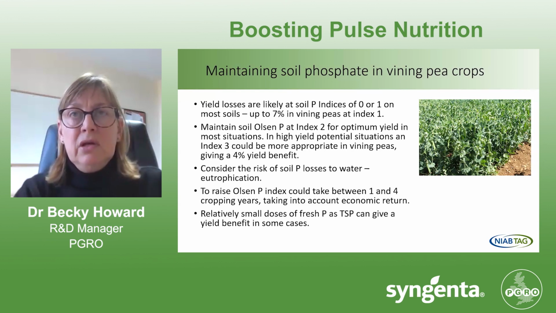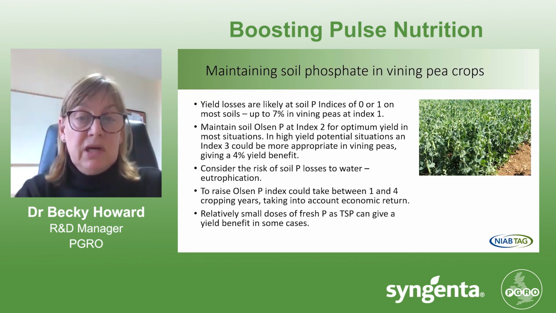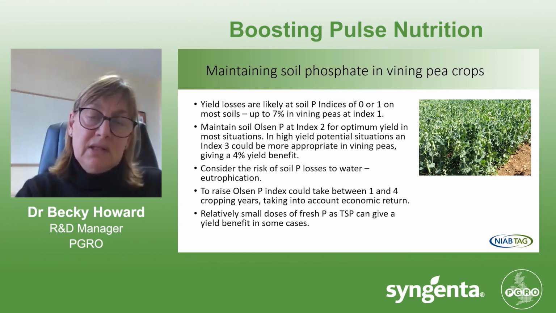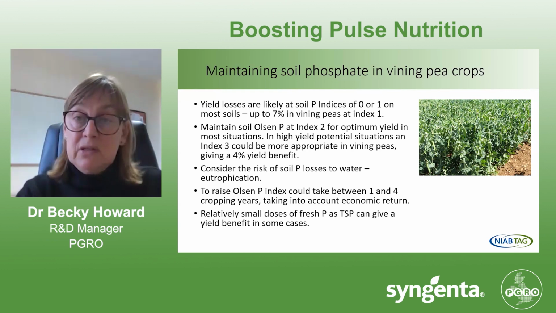And actually, if we're looking at longer term raising of Olsen P indices, certainly in terms of economic returns, that can take between 1 and 4 cropping years, depending on the yield potential of that crop. But we did find that relatively small doses of fresh P as TSP can give a yield benefit in some cases, and that can be at a reasonably low cost.